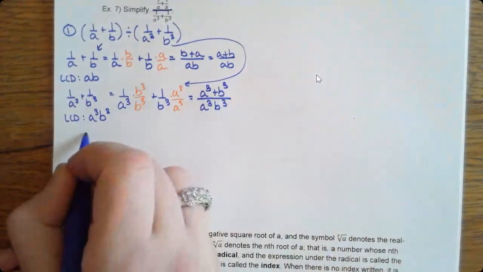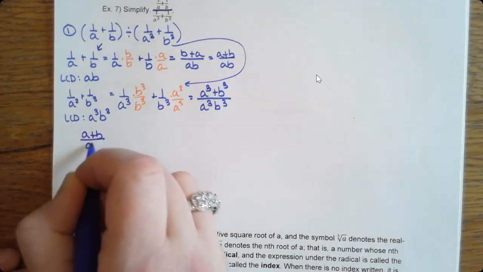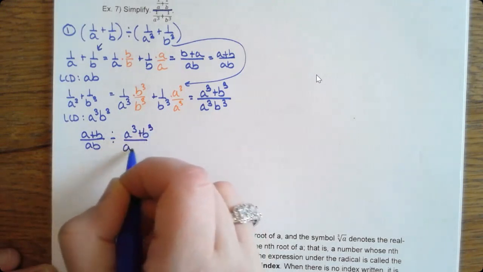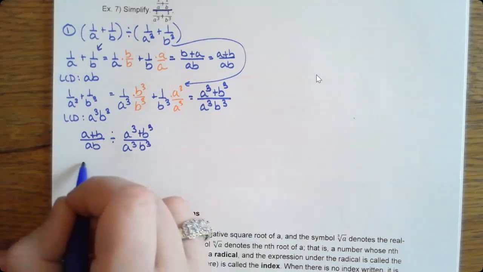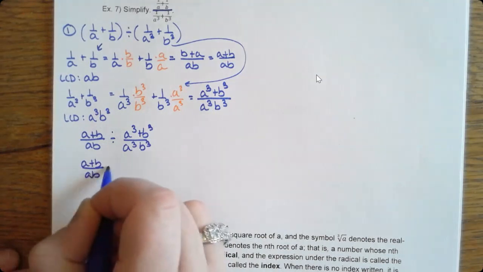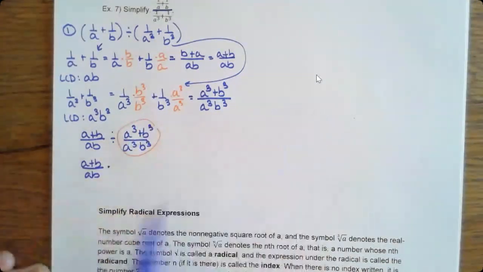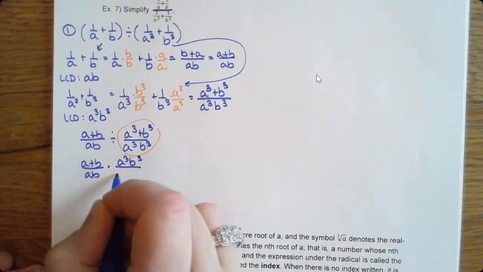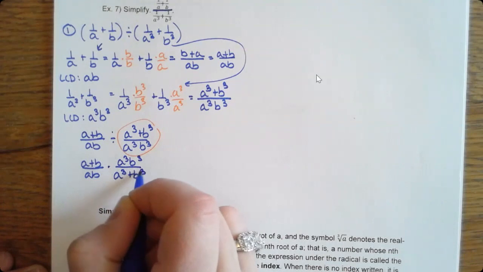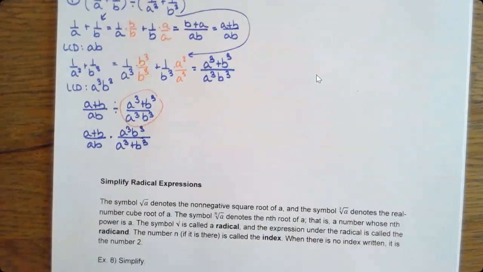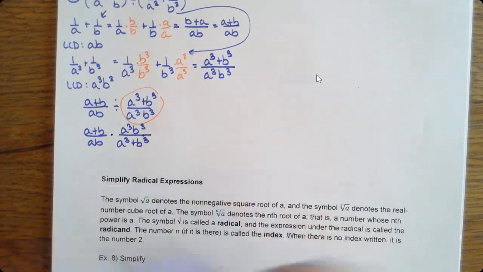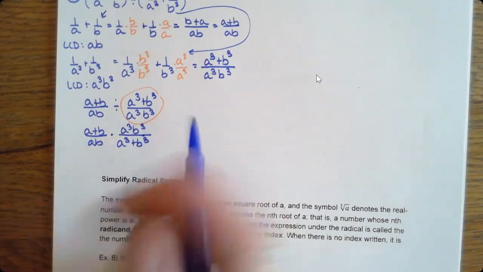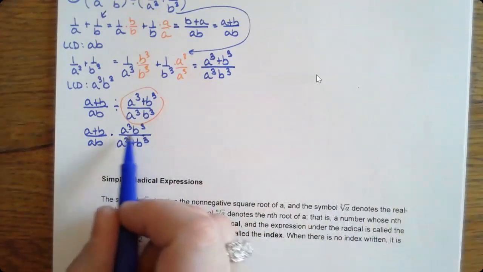So now your problem becomes a plus b over ab divided by a cubed plus b cubed over a cubed b cubed. Now we can go ahead, change that to multiplication, and then you can go ahead and flip that fraction here. So a cubed b cubed over a cubed plus b cubed. Now you would try to factor, right? So a plus b I can't do anything with. The ab and the a cubed b cubed you can't break down, but I actually can break this down.